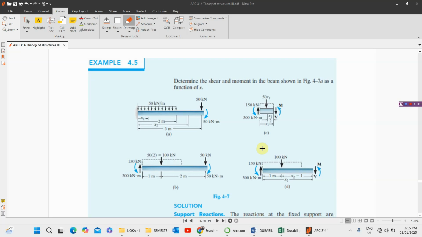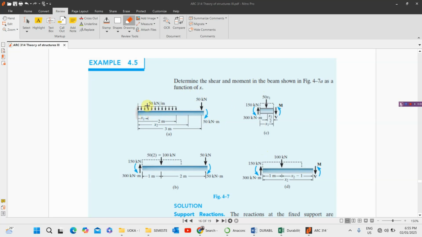So let's look at this example. We want to determine the shear force and the moment of this beam as a function of x. Now we have a different scenario here. This is the expression. We have our UDL of 50 kilonewton per meter, our point load of 50 kilonewton, and our moment here is 50 kilonewton meter as well. So we want to get the shear force and the moment as a function of x.